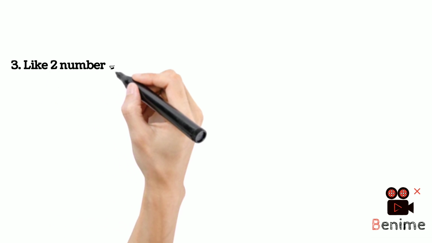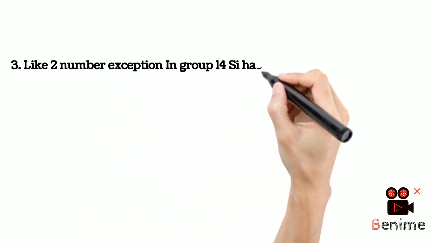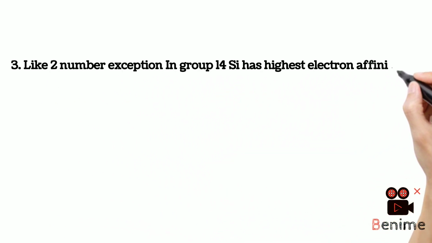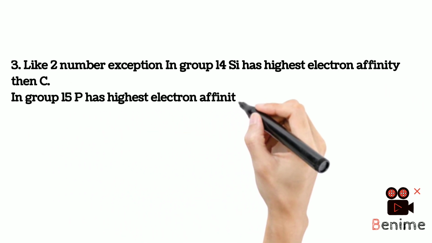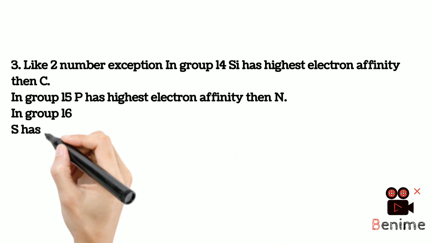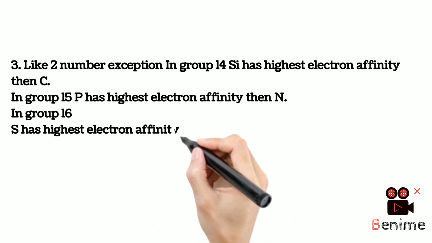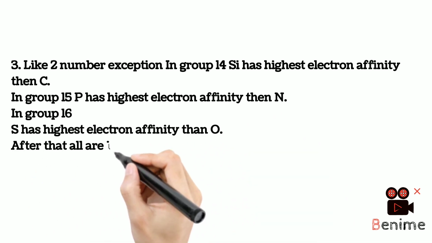3. Like exception number 2, in group 14 silicon has higher electron affinity than carbon. In group 15 phosphorus has higher electron affinity than nitrogen. In group 16 sulfur has higher electron affinity than oxygen. After that, all follow the general trend.